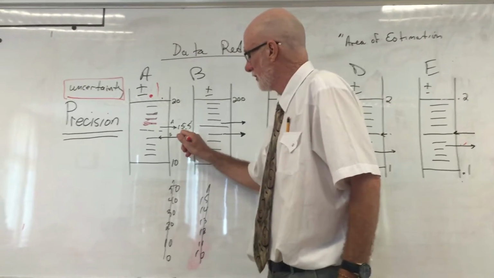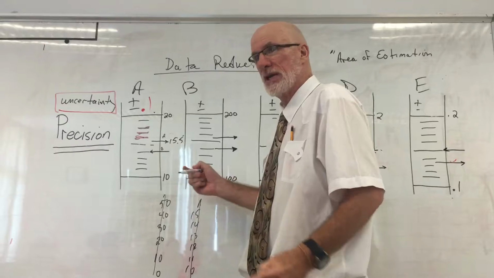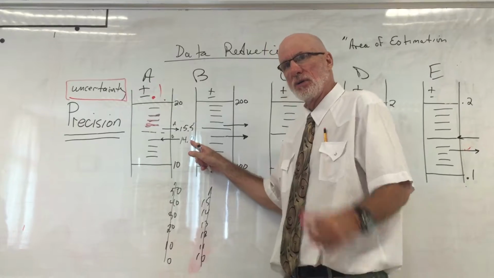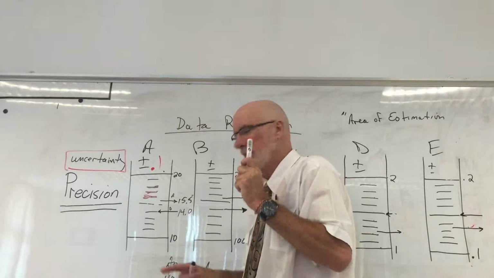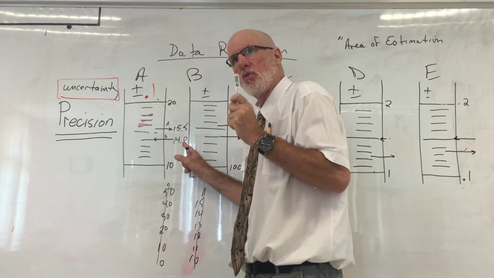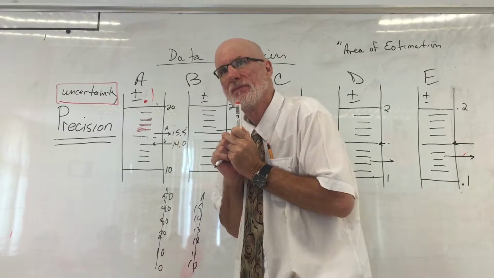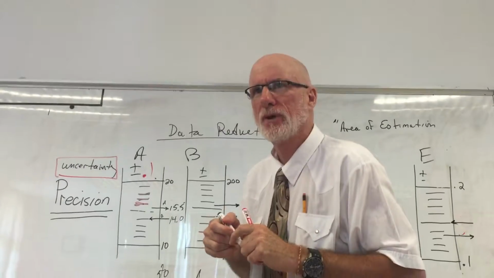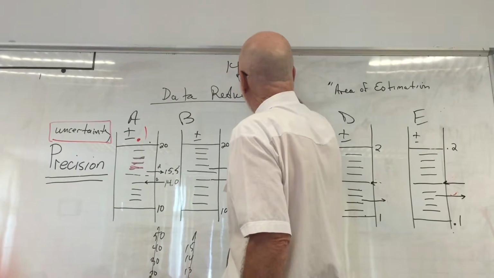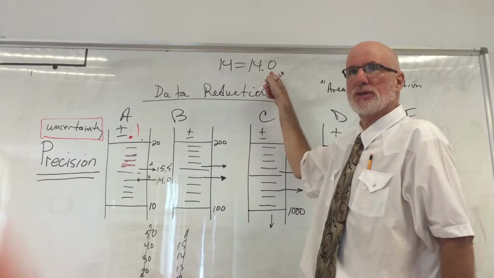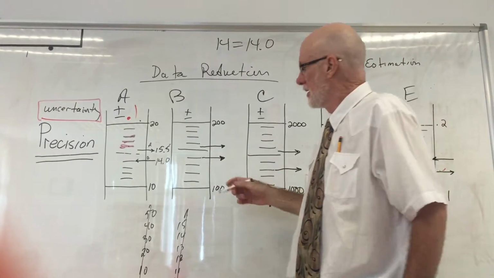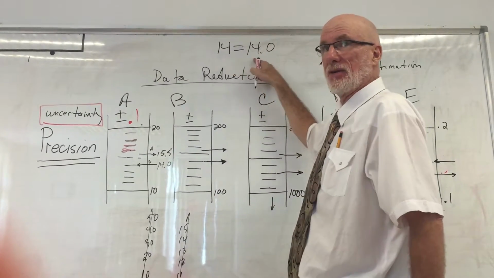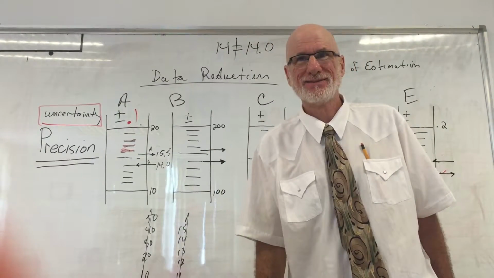So what would this one be? What would that measurement be? 14.0. Is that 0 read from the scale? Now listen carefully. Let me try to fool you. Does 14 equal 14.0 mathematically? Yes, it does. Is that 0 important? Yes, because mathematically they're equal, but scientifically they're not.